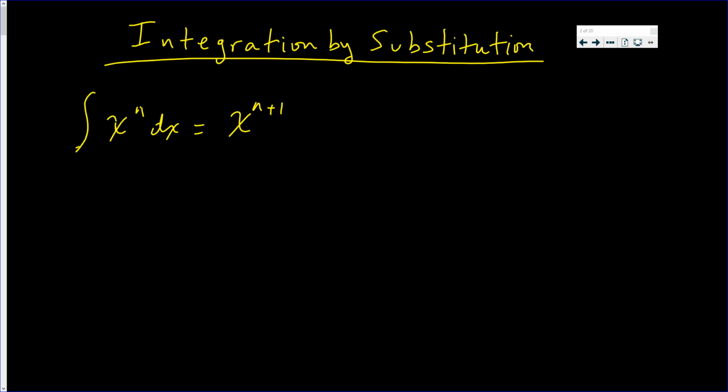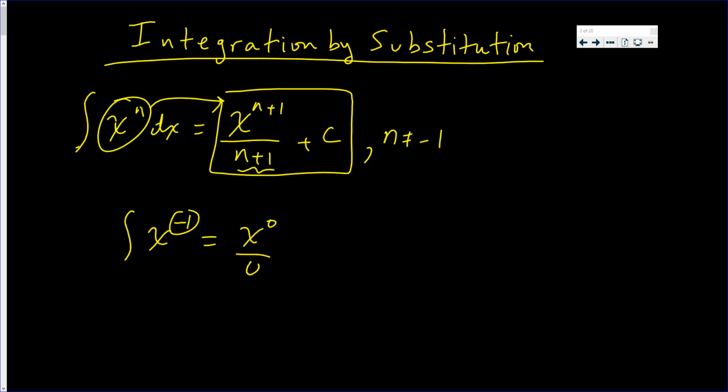If you don't believe that, that's fine. Take the derivative of this and see if you get back x to the n. And since you can't divide by 0, this rule does not work when n is negative 1. For example, if n is negative 1, it says to add 1 to the power. You add 1 to negative 1, you get 0, but then you divide by 0. Fair enough, x to the 0 is 1, but you can't divide by 0. So n cannot be negative 1.